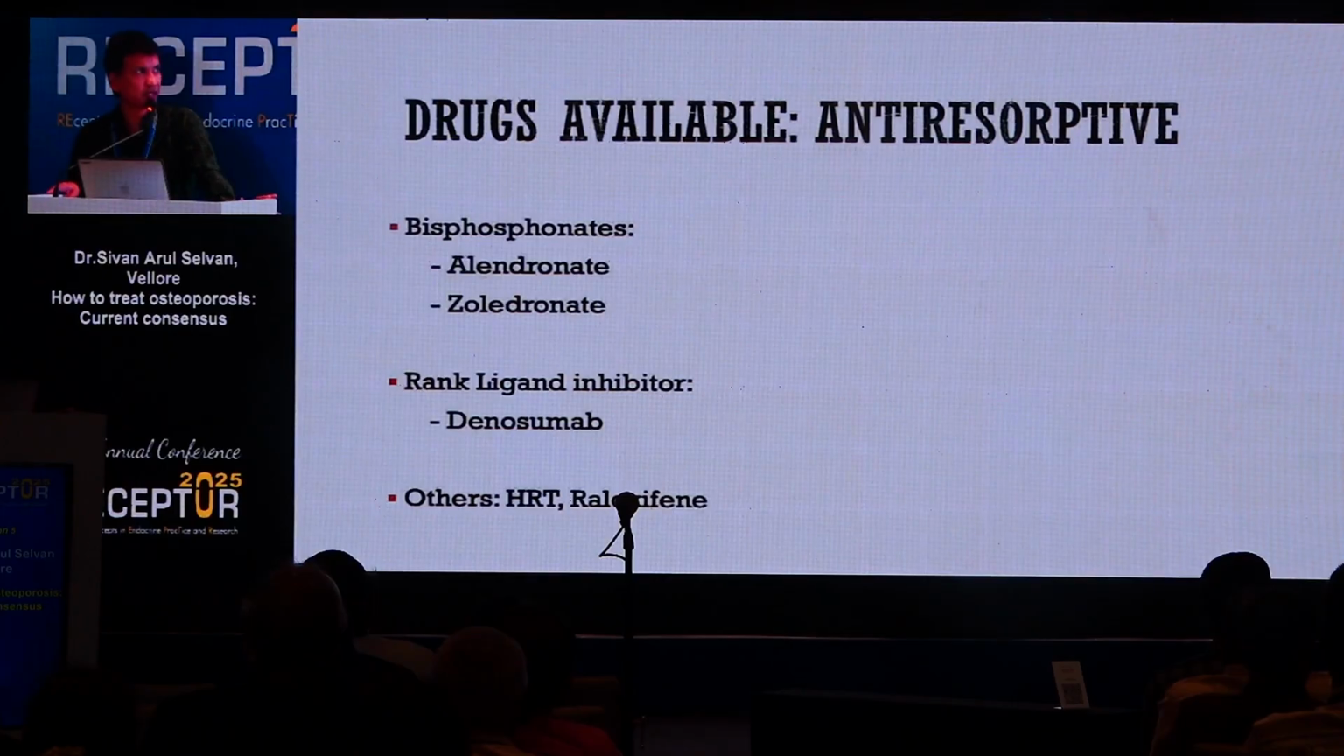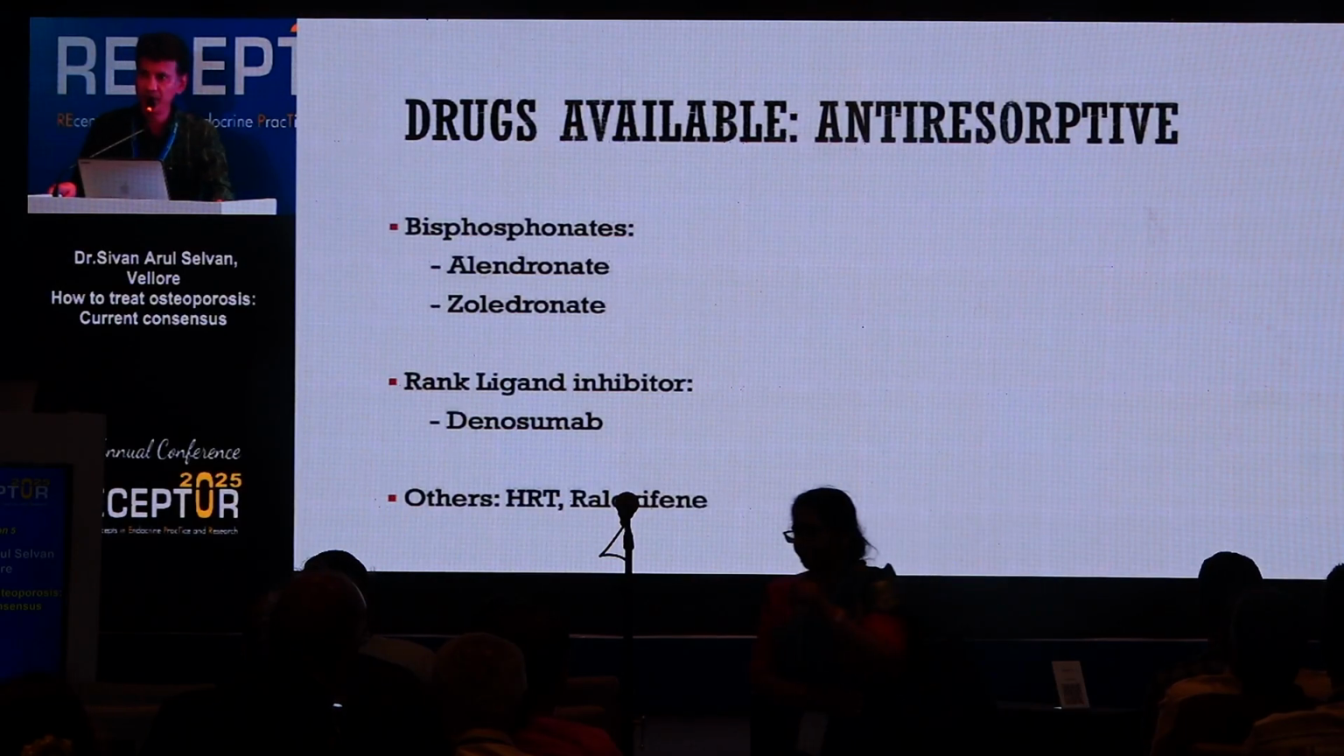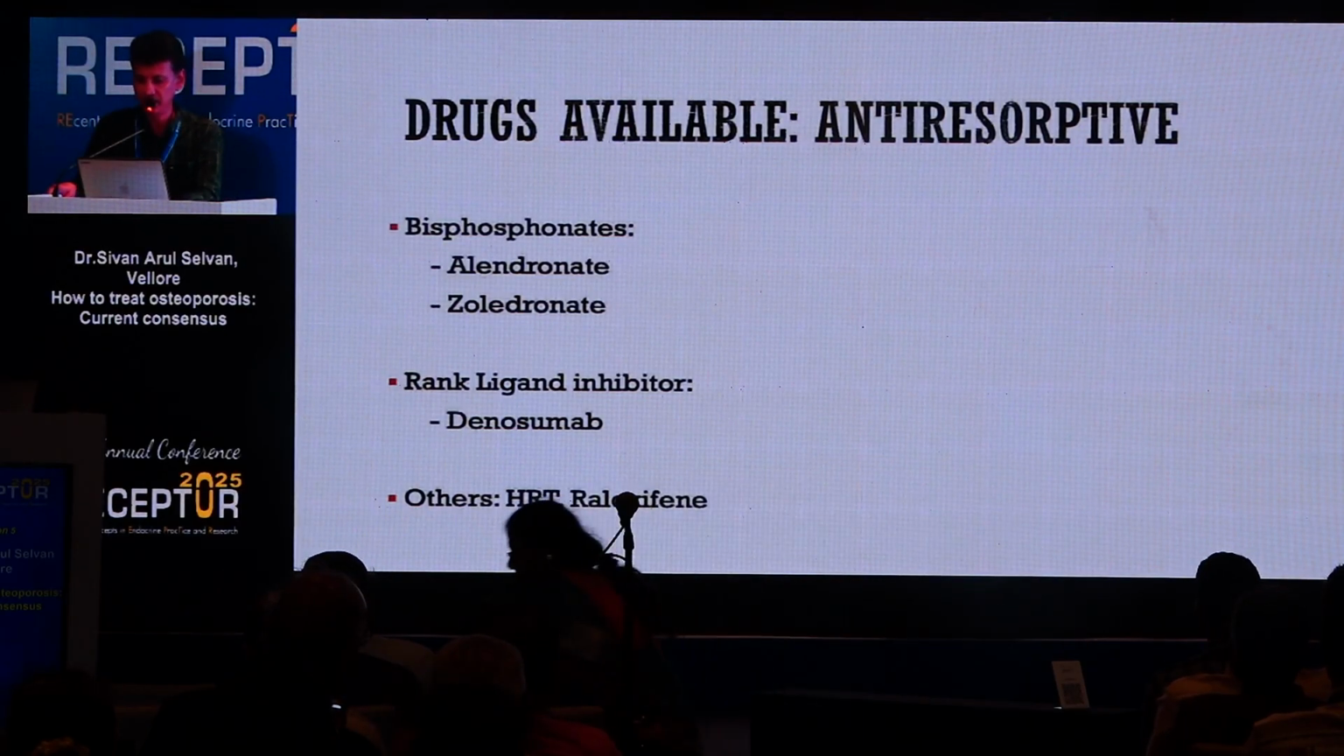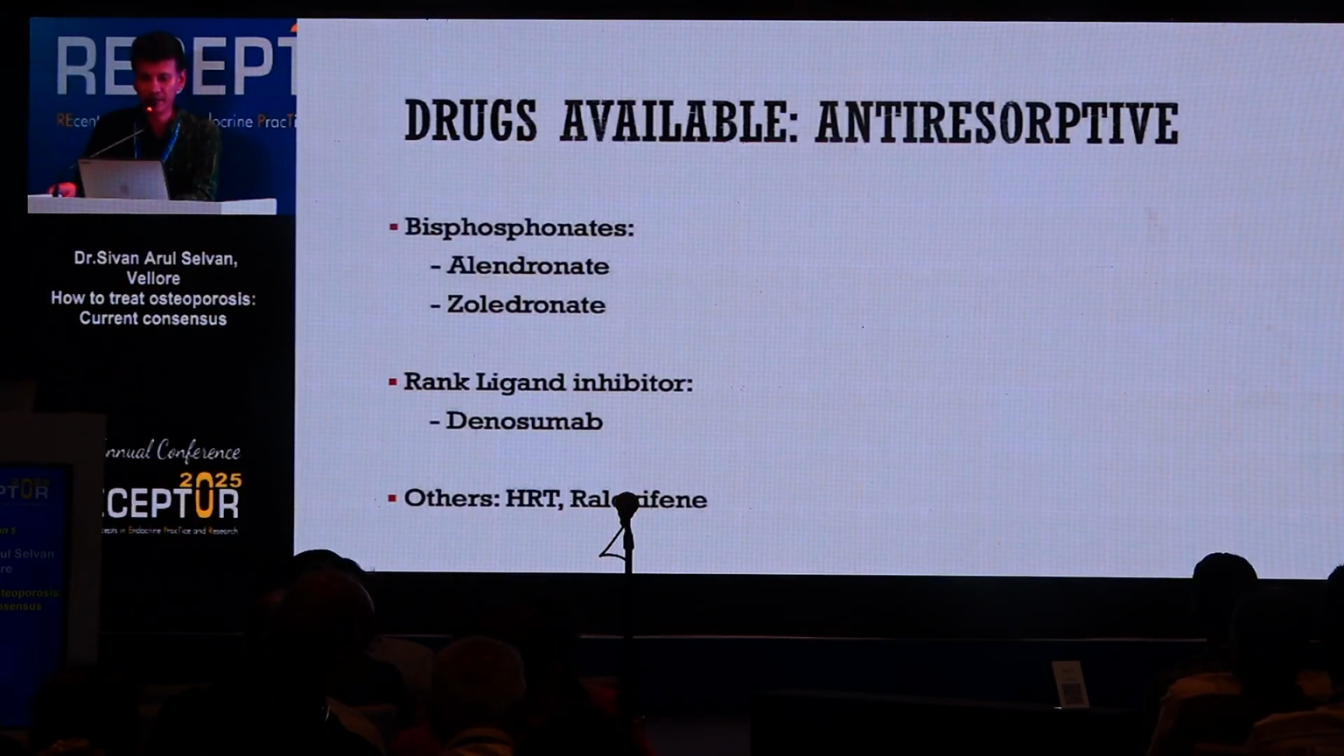So, what are the drugs available for osteoporosis management? There are two groups: anti-resorptive and anabolic drugs. Commonly used anti-resorptive agents are, first, the bisphosphonates, and second, denosumab, that is a RANK ligand inhibitor. Other things like HRT or Evista you don't commonly use.